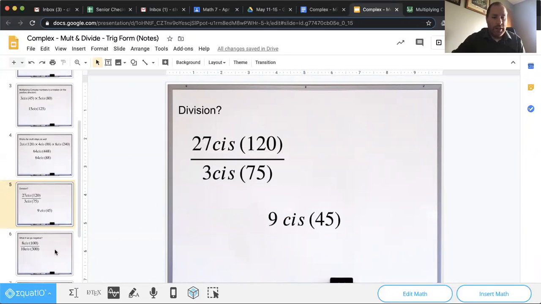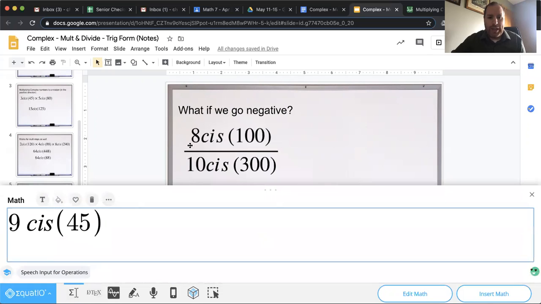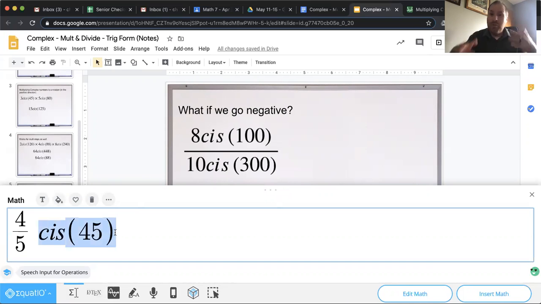That's the idea. If you do happen to go negative, which can happen when we're doing these division things, here we would go 8 divided by 10, which we just leave as a fraction. I mean, 8 divided by 10 is 4/5. If you wanted to write it as 0.8, you could. I'm just going to leave that as a number. And then we would do 100 minus 300, which is negative 200.